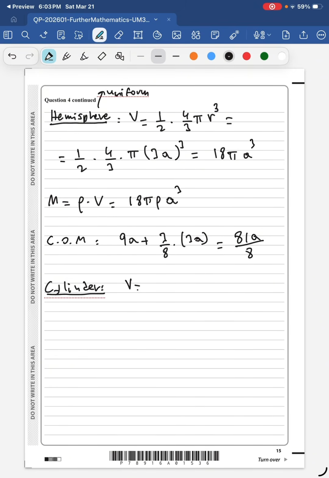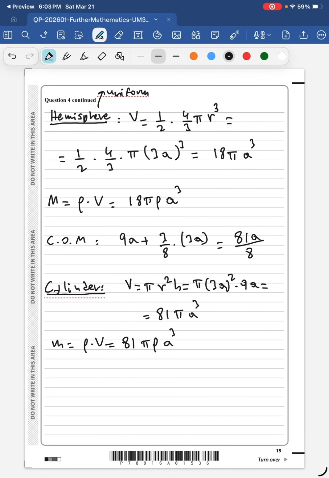The volume of a cylinder is pi r squared times height. So pi times 3a squared times 9a yields 81 pi a cubed. And again, the mass is rho times the volume. So 81 pi rho a cubed.